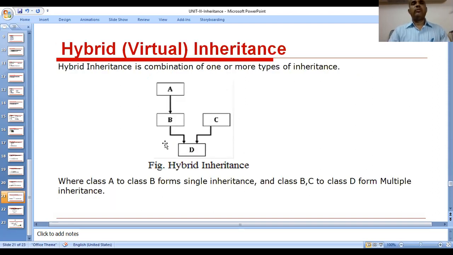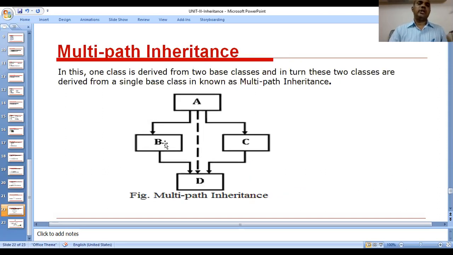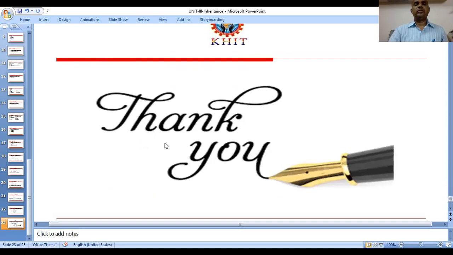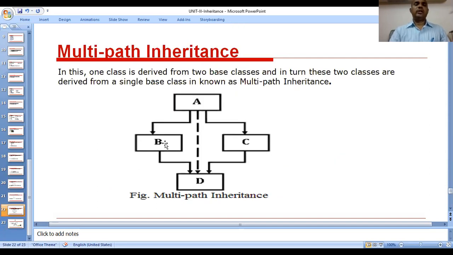Next one is hybrid, virtual inheritance. This is the hybrid and virtual inheritance. Then multi-path inheritance. So simply, these are all the inheritances. This is multi-path, many paths. So D is deriving data from A, D is deriving data from B, D is deriving data from C. Clear, all of you?